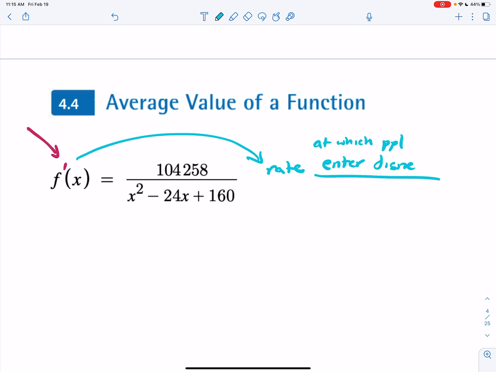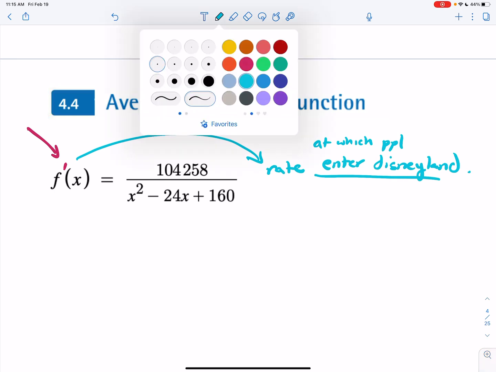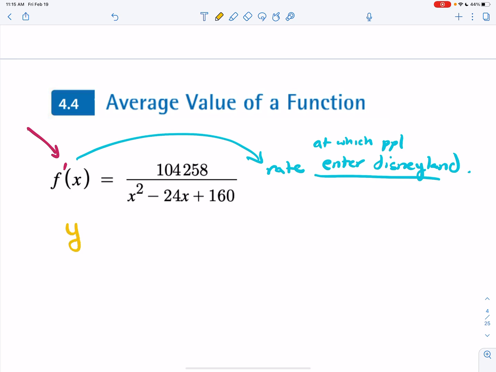I can't spell Disneyland. Disneyland. The rate at which people enter Disneyland, okay? So here's what I want you to do. On your graphing calculator, go ahead and call this y1, okay? When you type this out, you've got to be careful. You want to make sure that you divide it by the quantity of x squared minus 24x plus 160. Press play when you have that set.